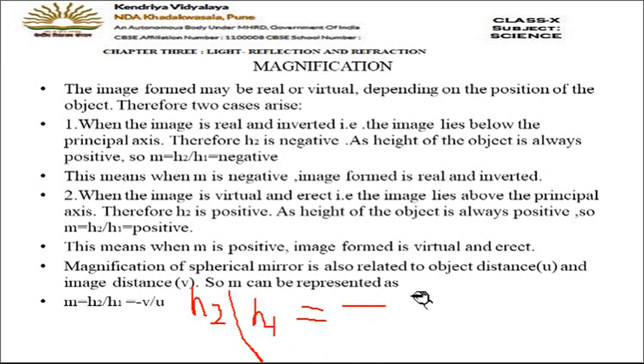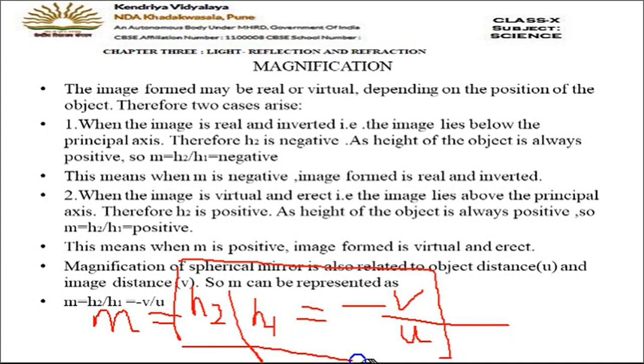So this M is also equal to minus V upon U. This formula also can be used in the numericals. Fine. So this is M. M is equal to H2 upon H1. This can also be equal to minus V upon U. Children, you can use these proportions for finding the numericals.